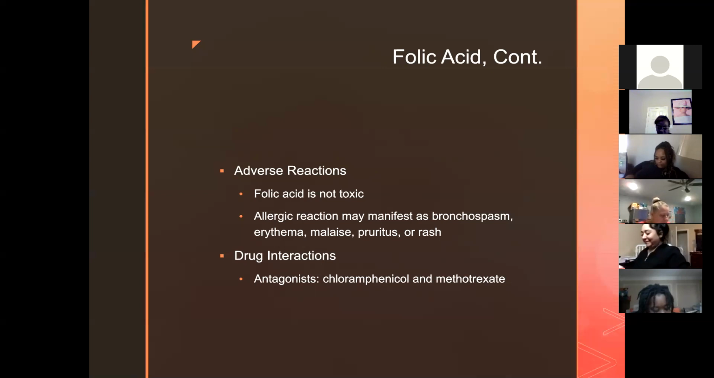Drug interactions. If you're taking this first medication, first of all, you shouldn't be taking it. It is no longer available, at least in the oral form in the United States. So anytime you see this chloramphenicol, that is no longer a thing here. So don't worry about that.